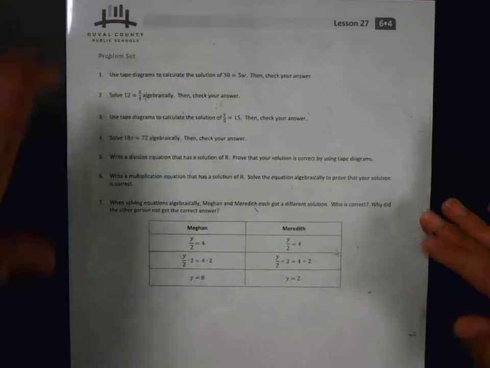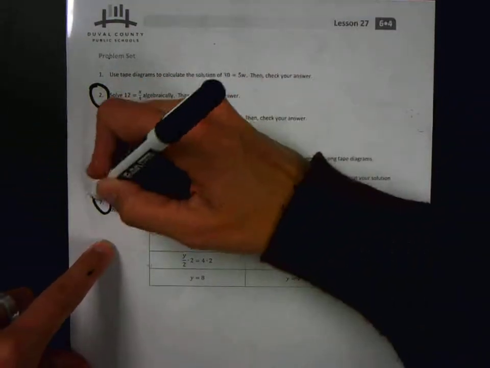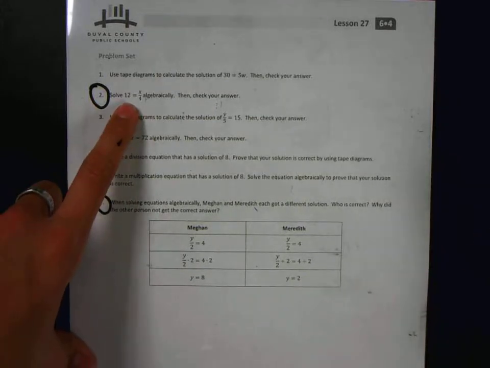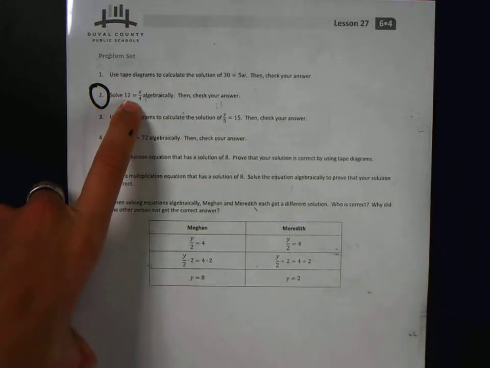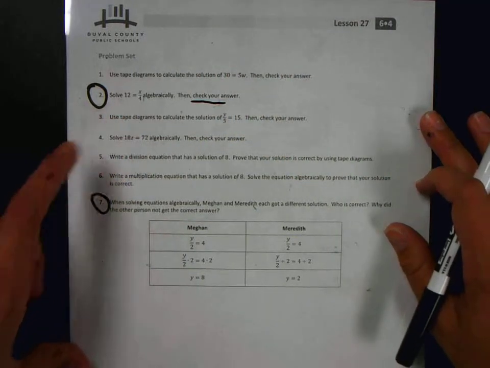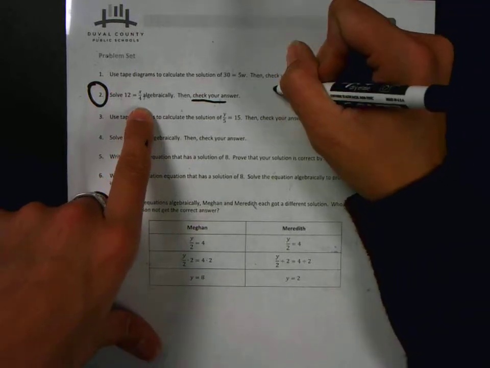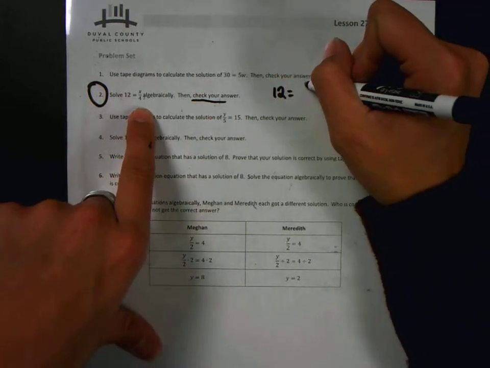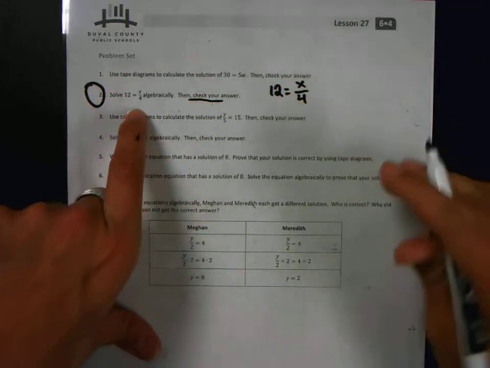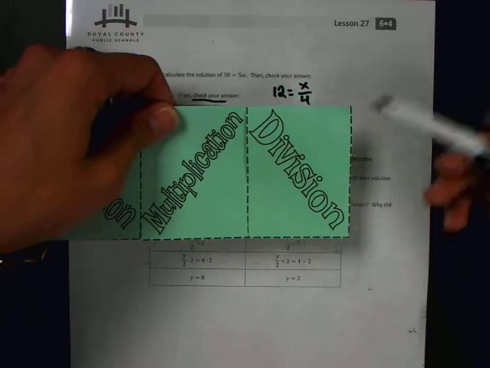Number 2 says solve 12 equals x divided by 4 algebraically, then check your answer. So we're going to solve it and then check our answer as well. I'm going to rewrite it over here: 12 equals x divided by 4. It looks like we have a division problem, so let's look at our foldable for division. It says to make sure the division is in fraction form. All right, it's in a fraction.